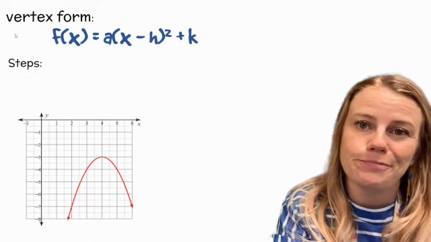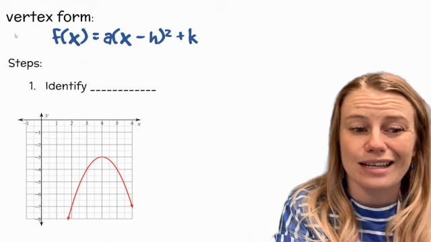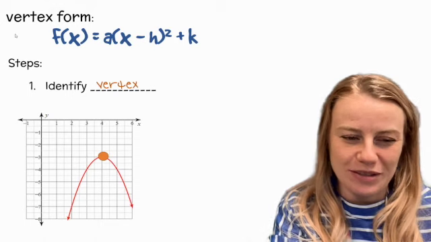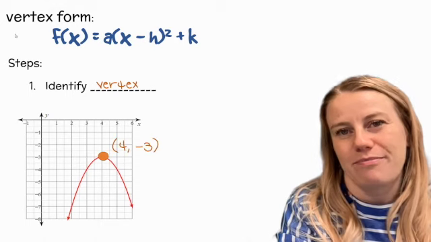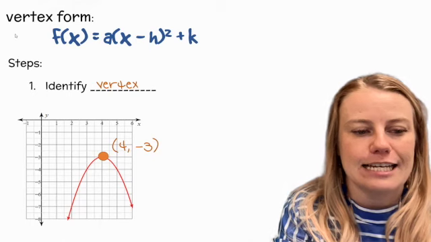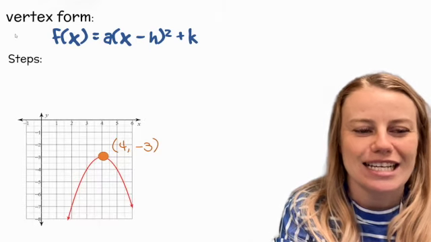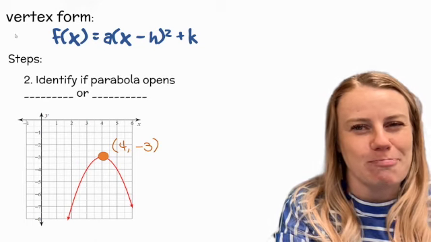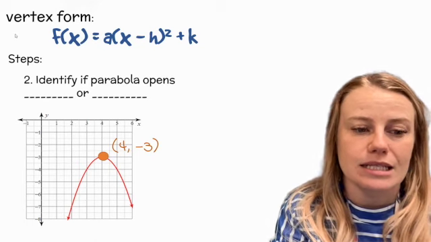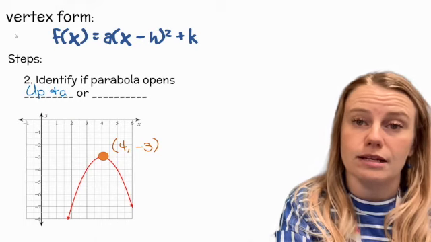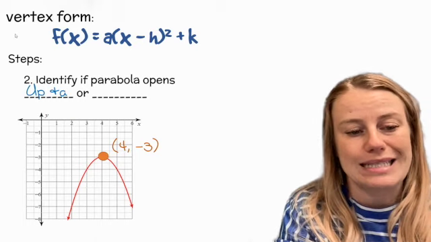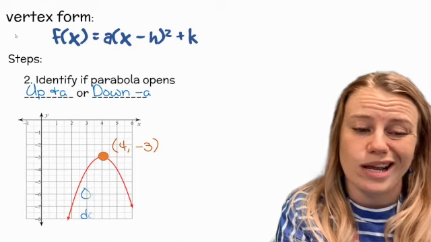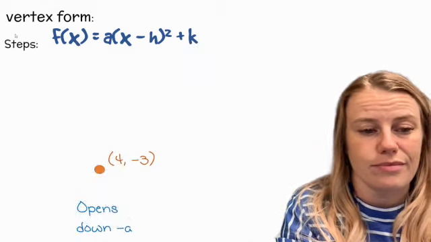So some steps here for you. Identify the vertex. So here's our vertex and if you look at it, it's at (4, -3). That's our vertex. Step 2 is to identify if our parabola, remember this shape is a parabola, opens up and a is going to be positive, or if it opens down and a is going to be negative. This one opens down, so our a is going to be negative.